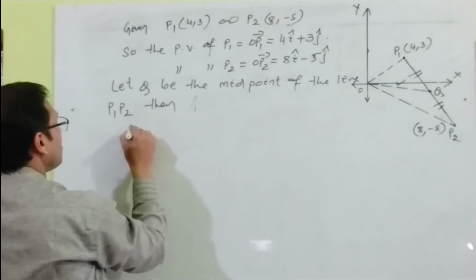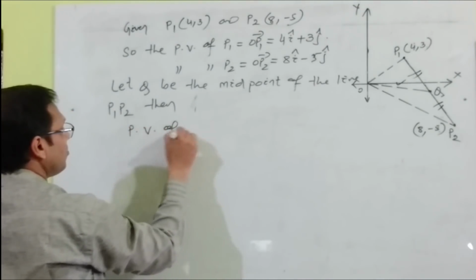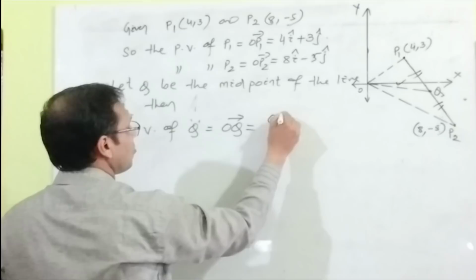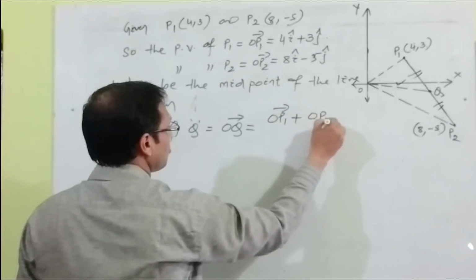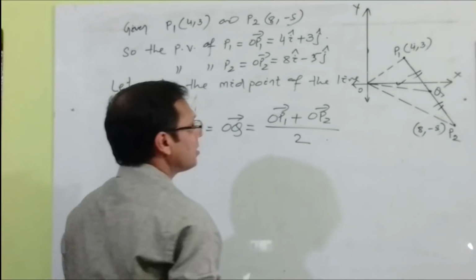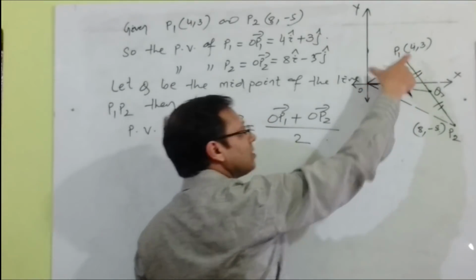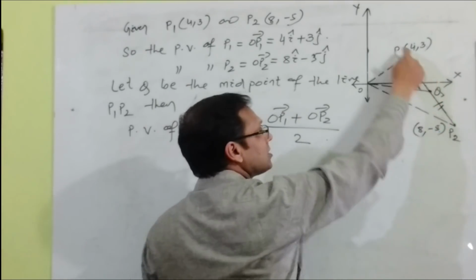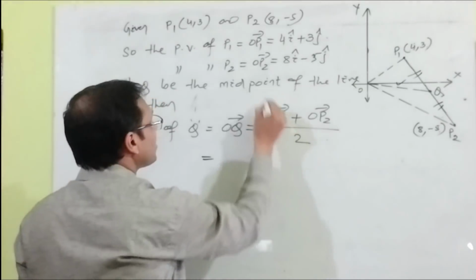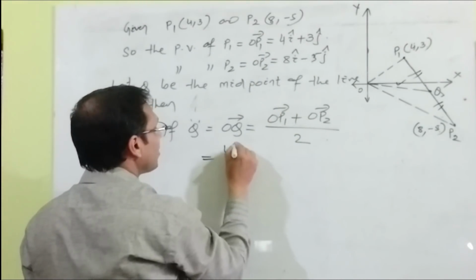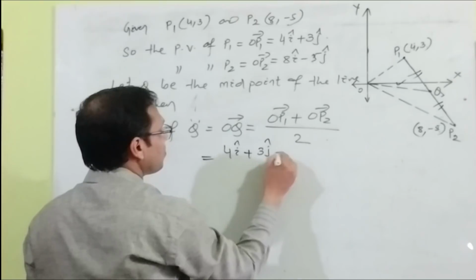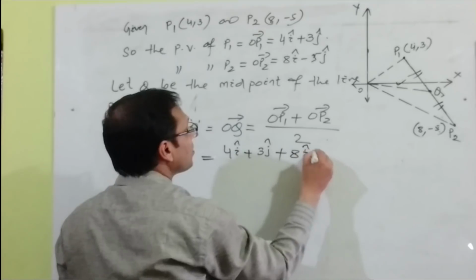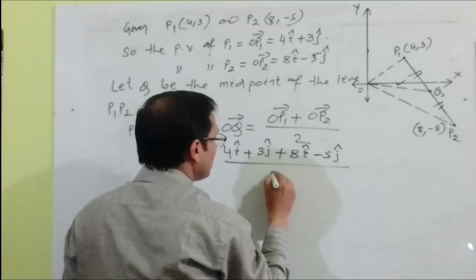Then you can write position vector of Q, that is OQ vector, is nothing but OP1 vector plus OP2 vector by 2. That means position vector of P1, that is OP1 vector, and position vector of P2, that is OP2 vector, by 2 is equal to position vector of Q, since Q is the midpoint. So OP1 vector is already found, that is 4 i cap plus 3 j cap, plus OP2, position vector of P2, 8 i cap minus 5 j cap, whole divided by 2.